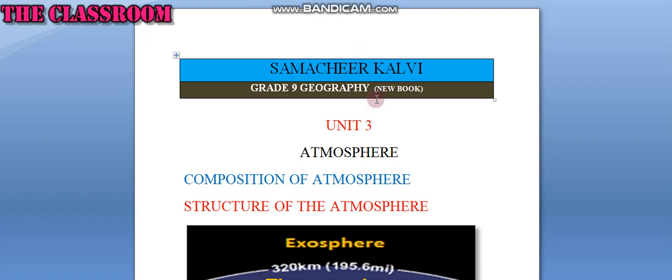Let us see what is the composition of the atmosphere. Atmosphere is a mixture of gases. The blanket of air that surrounds the earth is called the atmosphere. It is held close to the earth by gravitational attraction. Composition of atmosphere: atmosphere is a mixture of gases, water vapor and dust particles in different proportions.